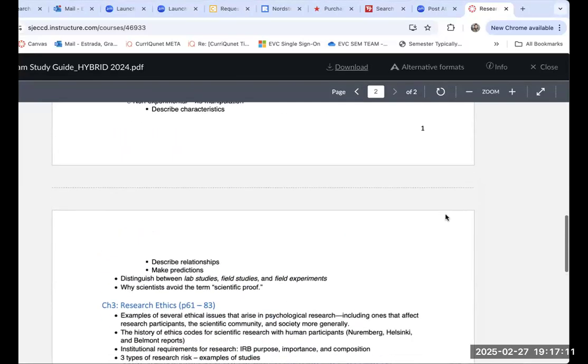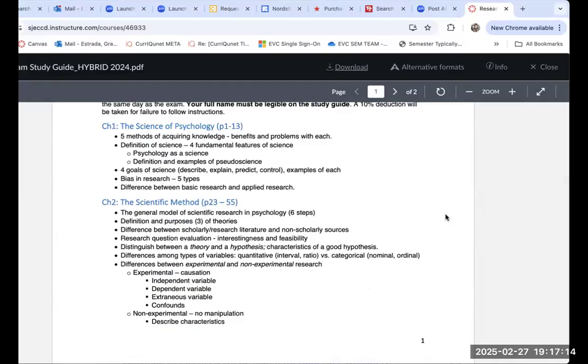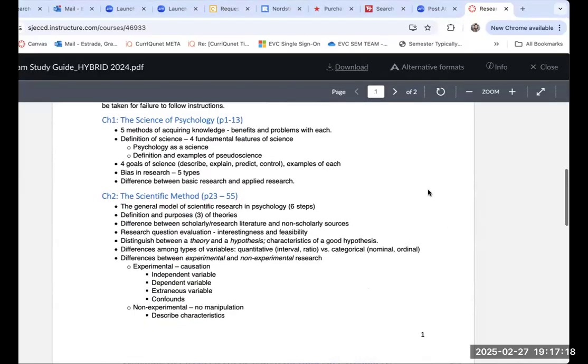Okay, so here is the study guide. We went over the methods of acquiring knowledge, right? So that would be intuition. What are the other components? We have intuition, authority, rationalism, empiricism, and scientific method. Definition of science, what are the features? I went over that earlier.